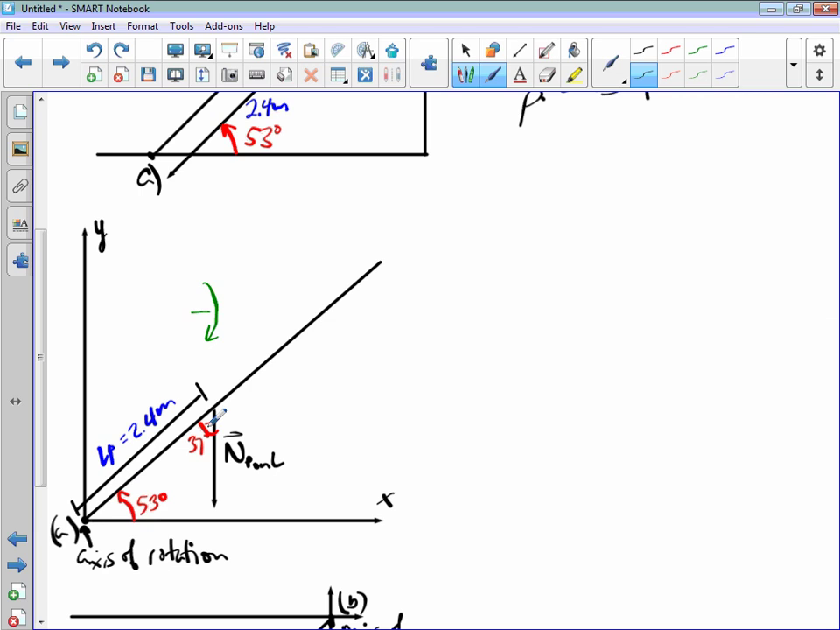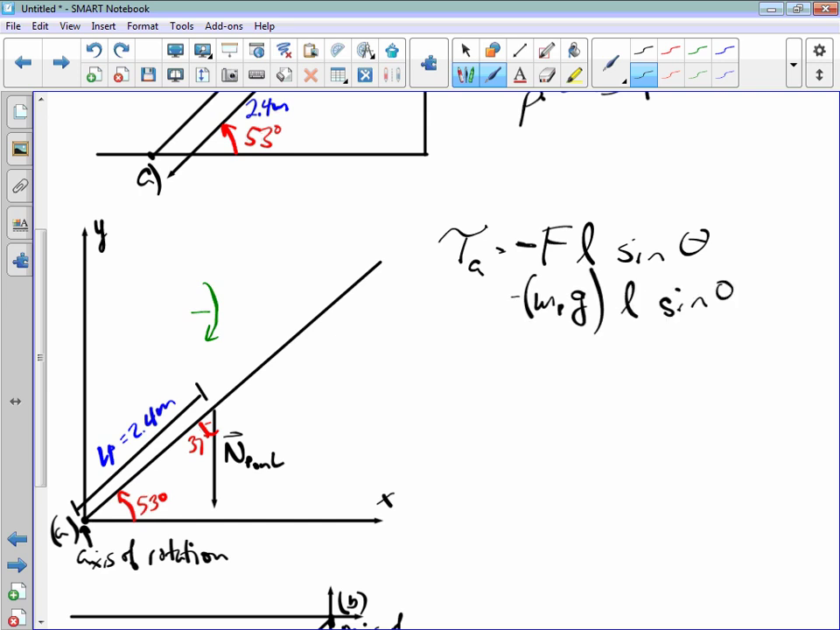Mathematically, it's actually not too bad. So our torque at A would be equal to force times a length, but it's going to be negative in this case because it's a negative torque, times sine of theta. The force going downward would be equivalent to the person's weight, so negative mass of painter times gravity times length, sine theta.